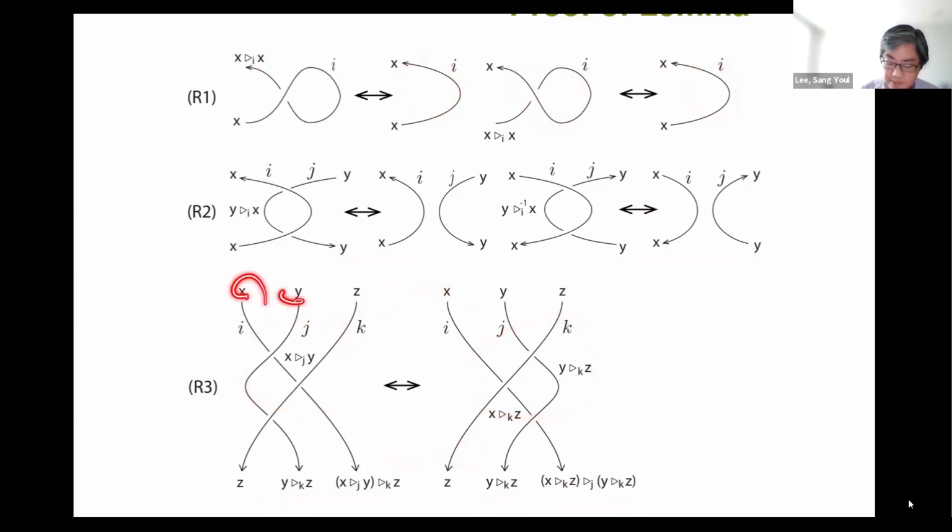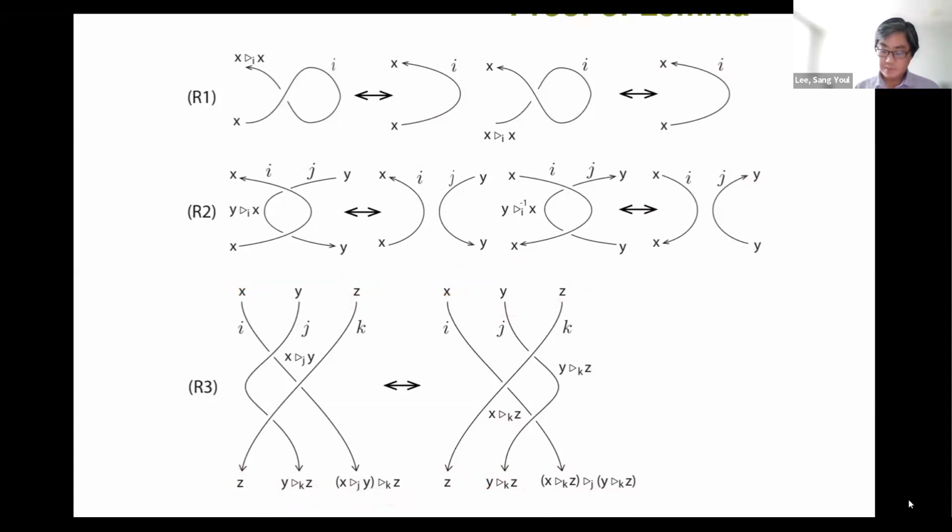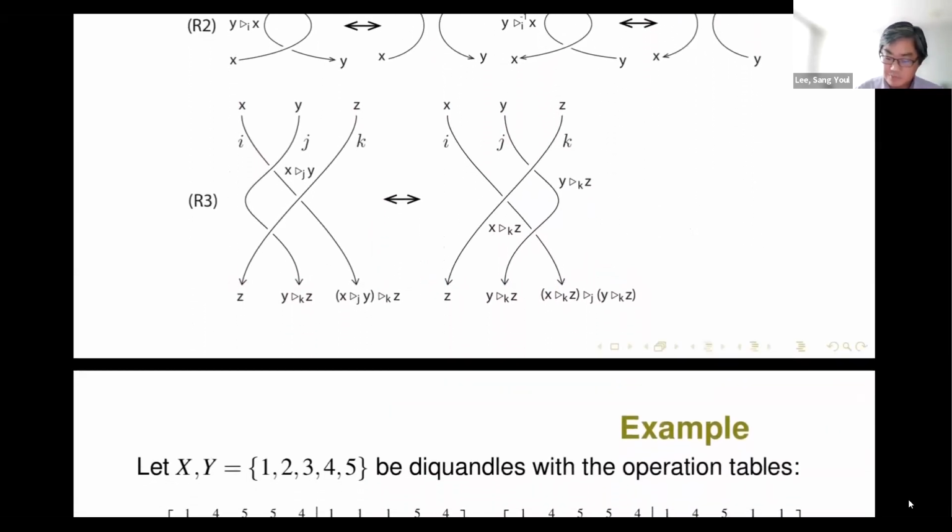In this move, X, Y, Z actually determine all the colorings of the arcs. But this X, Y, Z are equal, and Y ▷k, Y ▷k, but these two are equal by the diquandle action. So this picture shows the coloring is unchanged by the colored Reidemeister move.